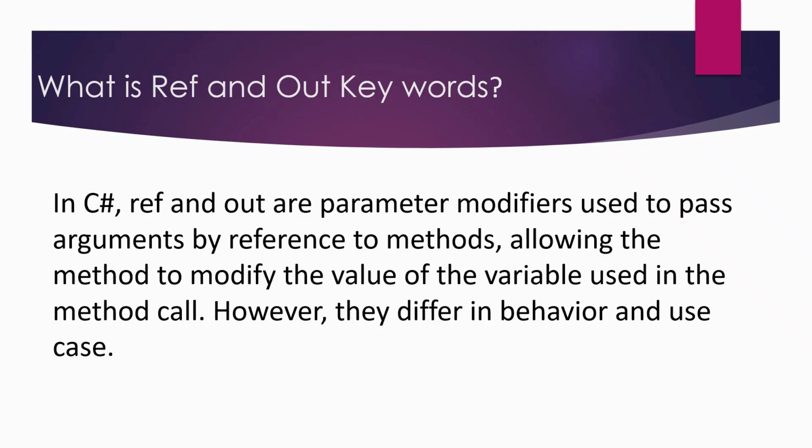In this video, we will see about ref and out keywords. In C#, ref and out are parameter modifiers used to pass arguments by reference to methods, allowing the method to modify the value of the variable used in the method call. However, they differ in behavior and use case.